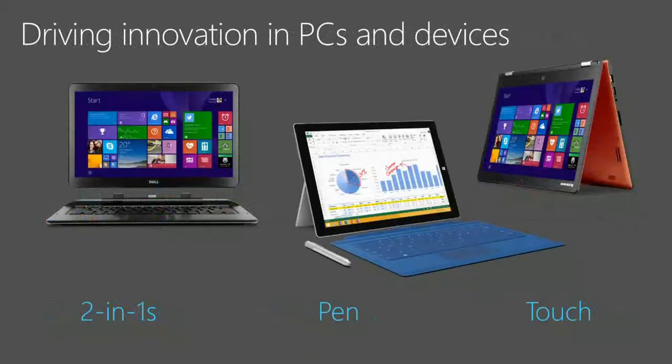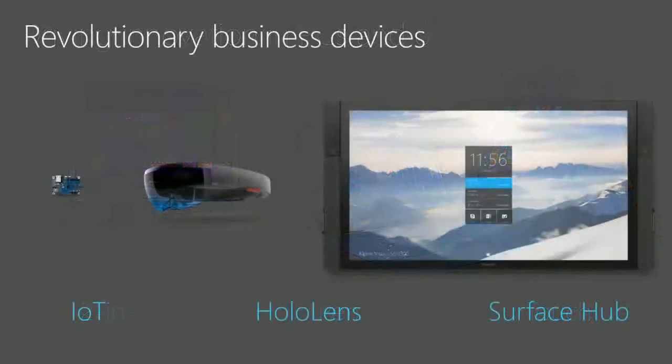Obviously, the Windows ecosystem allows for some amazing innovation devices. I don't need to tell you guys this, you know this, but 2-in-1s is pretty much an exclusive category for Windows. Pen, again, we pretty much own that. Touch and some of the amazing form factors like the devices that can turn into tent mode or go from traditional laptop to tablet. And then, of course, moving the business forward with some revolutionary innovation, Internet of Things, which is what we used to call Windows Embedded, HoloLens, Surface Hub.